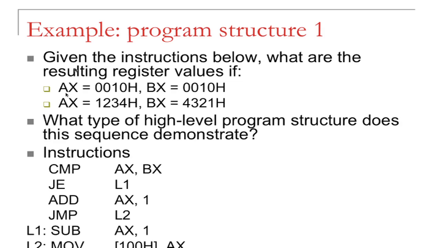And if you are given the initial values of AX and BX, what will be the final value in these two registers after these 6 instructions are completed? Okay, I'll give you 1 minute to work on this. So we'll look at the first case. Assume AX has 0010, BX has 0010. Then after that, you will look at the second case, assuming these different values in AX and BX.